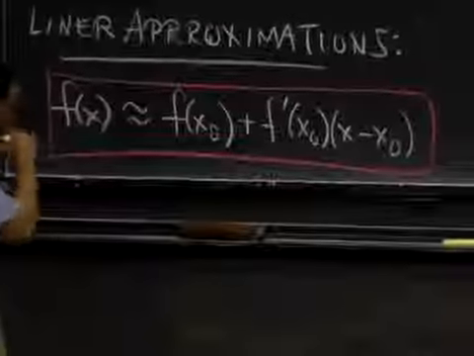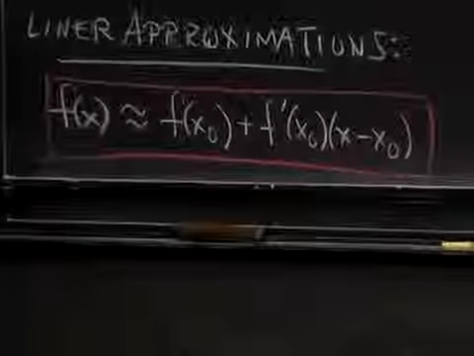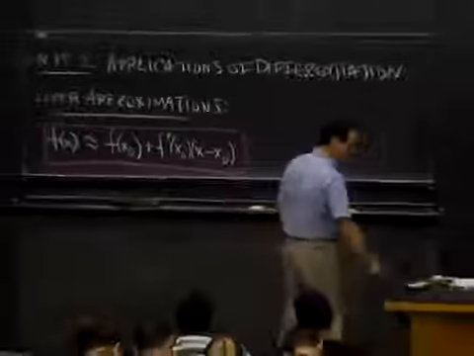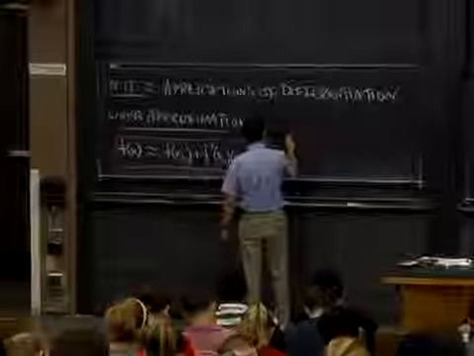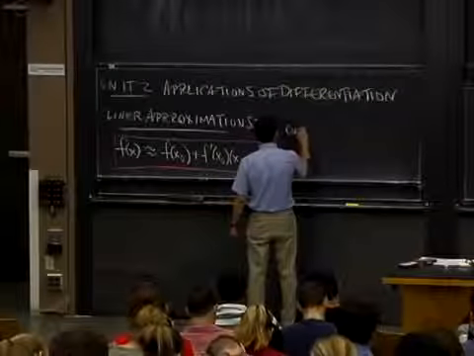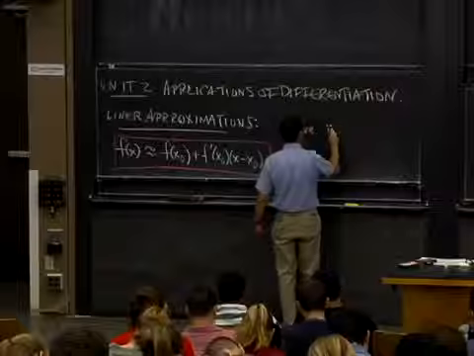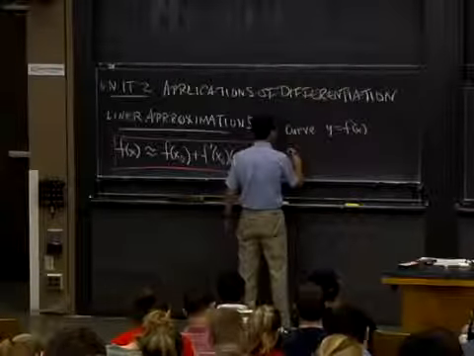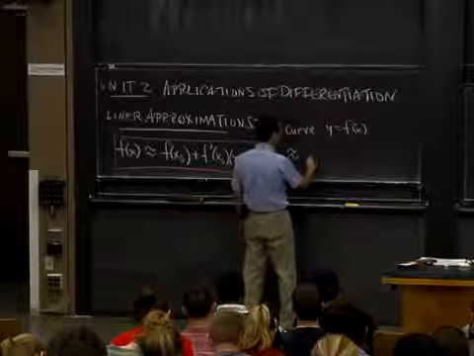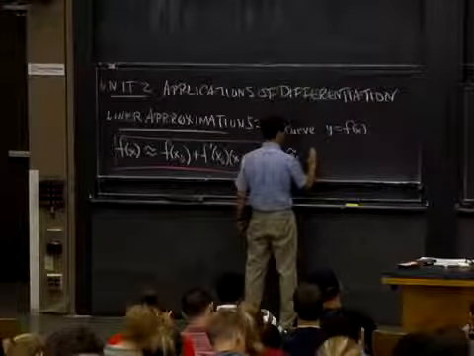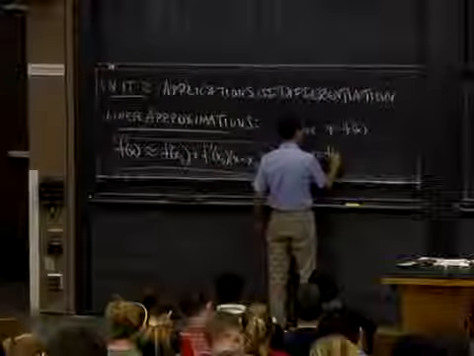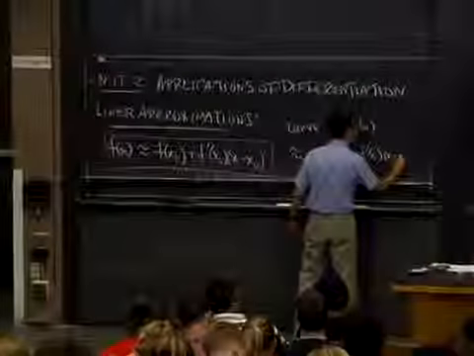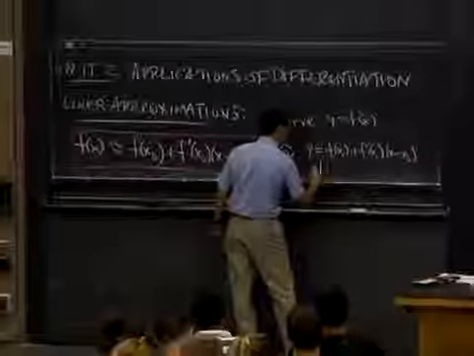And let me just describe what it means first, and then I'll describe what it means again and several other times. So first of all, what it means is that if you have a curve, which is y equals f of x, it's approximately the same as its tangent line. So this other side is the equation of the tangent line.